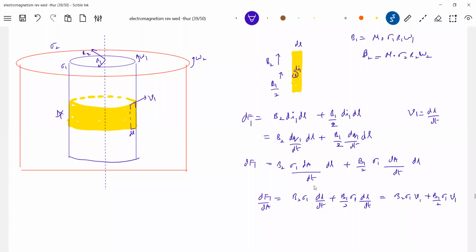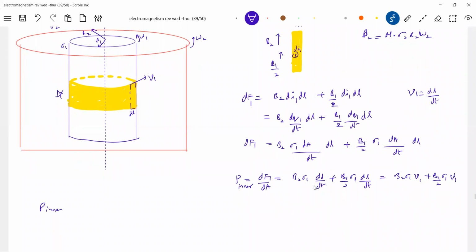Value of B2. So this should be the magnetic pressure on the inner cylinder. Therefore this P inner cylinder should be equal to: the value of B2 is mu naught sigma 2 V2, so R2 omega 2, times sigma 1 V1, which is R1 omega 1, plus mu naught sigma 1 R1 omega 1 all divided by 2, into sigma 1 R1 omega 1.